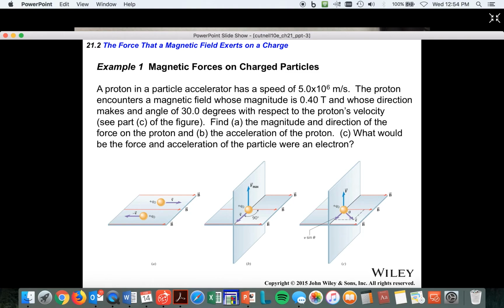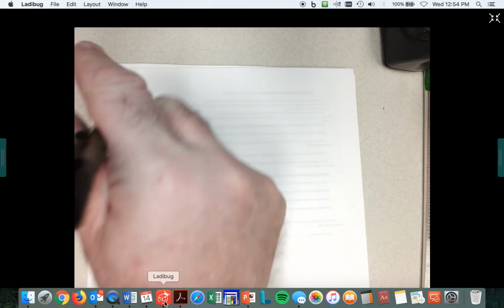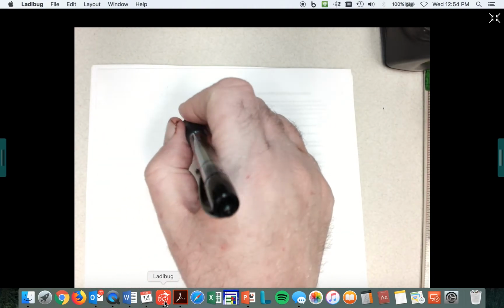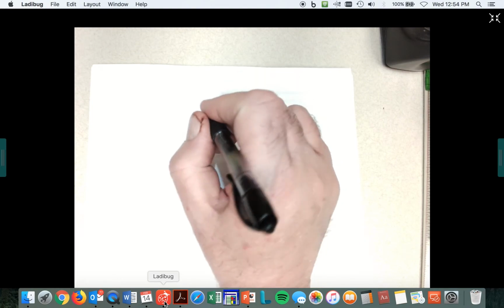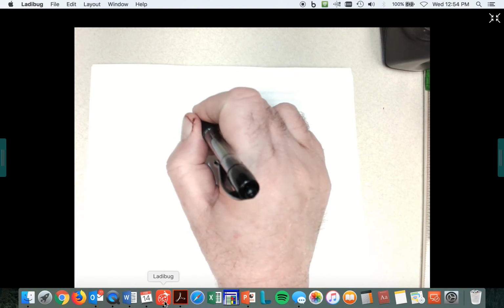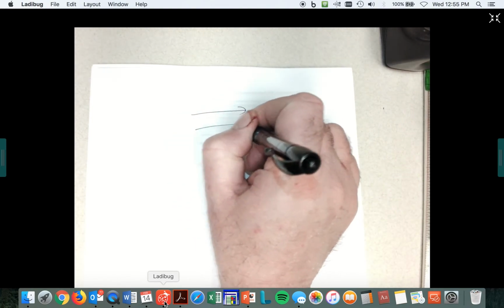So let's look at this. Let's calculate, because I had some problems. We want to find the magnitude and direction. If it's 30 degrees, we got B is equal to 0. All right, so let's do that. Because this is classic. So here's what we've got. We've got a magnetic field going like this.